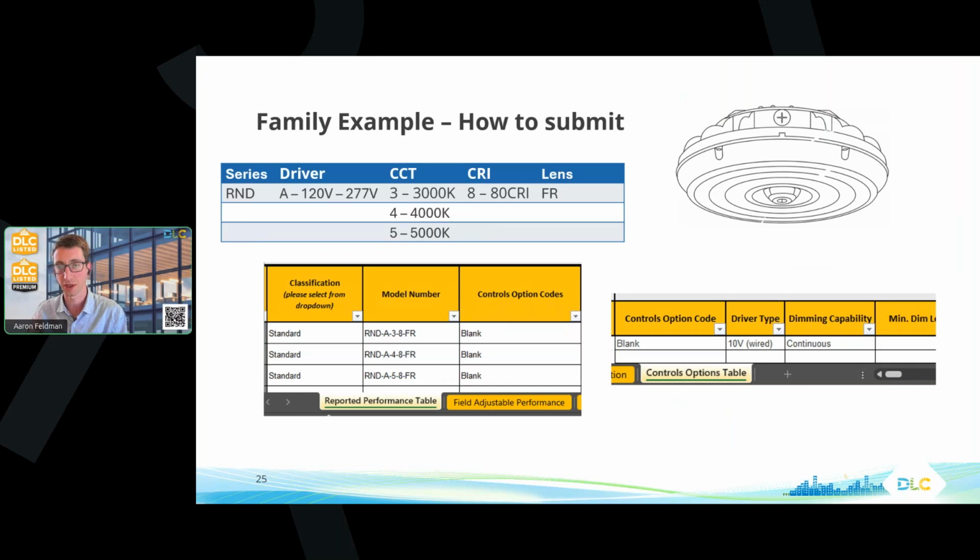And then to submit this product, you would include the variations of your model number here. So we have 3 different model numbers, each referring to a different CCT in this case. In this case, there isn't anything in particular to denote the controls for this fixture. So the controls options code is just blank. And you would put that for the reported performance table tab. And then to describe the capabilities of essentially the default orderable configuration, you would include blank for the controls options code and then detail out the functionality that comes standard for the product.